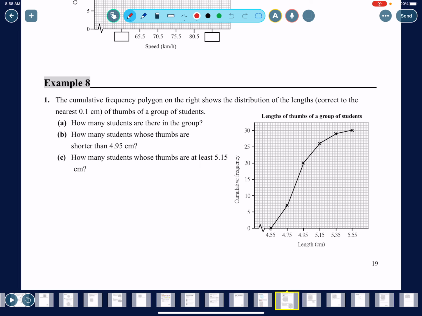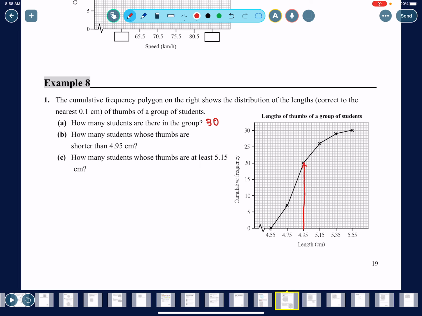A cumulative frequency polygon on the right shows the lengths of thumbs. How many students are there in the group? So you have to understand that the last number is the total. After adding all the students, you have 30 at the end. So 30 is the total number of students. How many of them have thumbs shorter than 49.5 cm? So shorter than 49.5 is here.